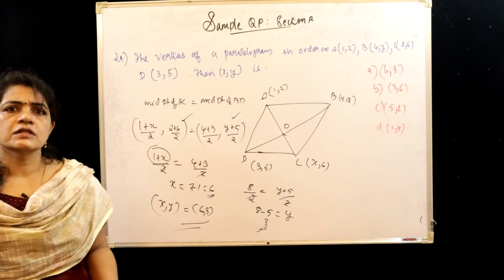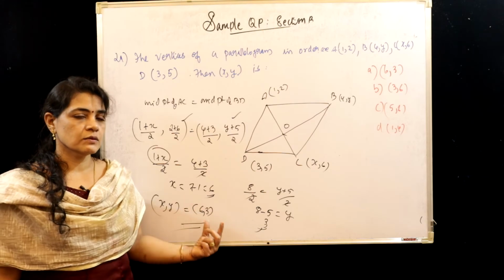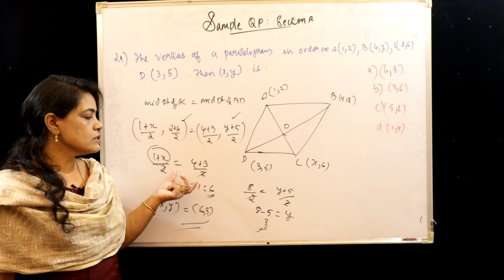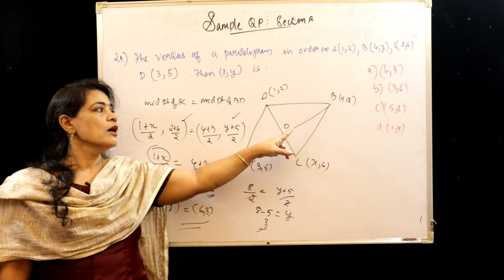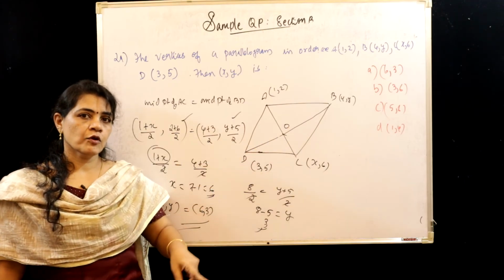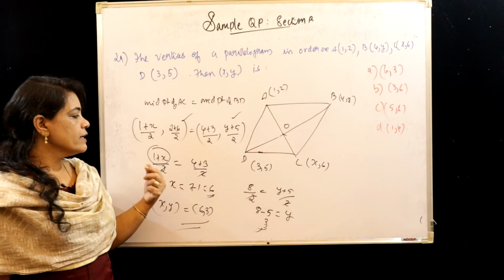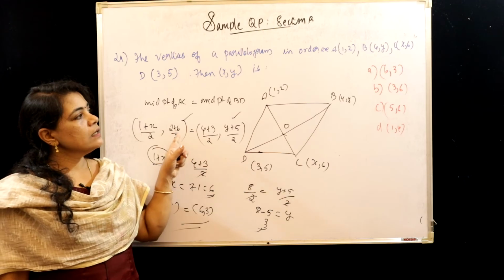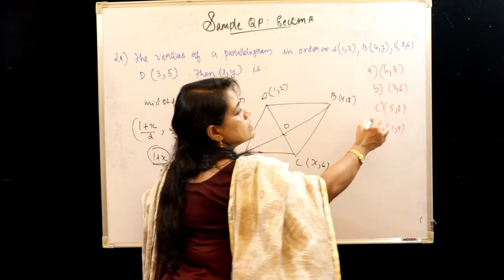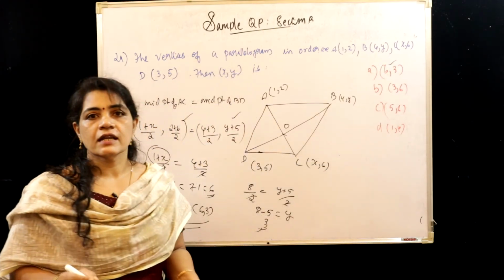It's a very simple question and can be expected. Many years this type of question has been asked, so don't miss it. Just equate the midpoint of AC to the midpoint of BD, that is the diagonal property of the parallelogram, and you can easily solve for x and y. So the correct option is 6 and 3, that is the first option.